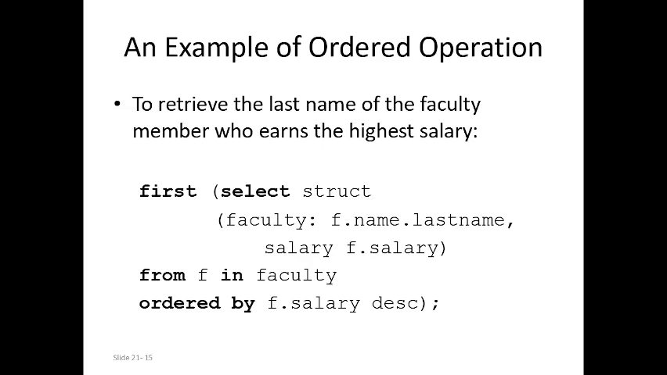Here we have the first operator on a list collection that contains the salaries of faculty members sorted in descending order by salary. Thus, the first element in this sorted list contains the faculty member with the highest salary. This query assumes that only one faculty member earns the maximum salary. So this will return the name of the faculty member who has the highest salary. The salary is sorted in descending order, and the first person will be taken out.